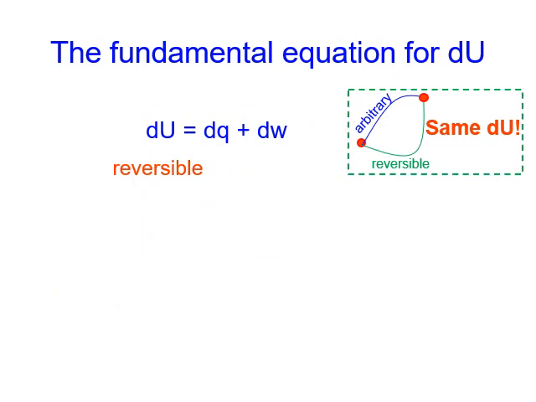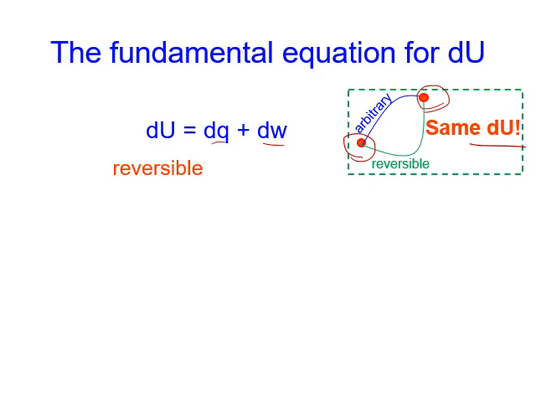Let's derive the first equation, also called the fundamental equation. Assume we have a change from initial state to final state through 2 routes. One is reversible, one is non-reversible. They give you the same delta U because U is a state function. According to the first law, internal energy change equals heat plus W. So in the reversible process, we can calculate both. Let's calculate dW and dQ in the reversible process.